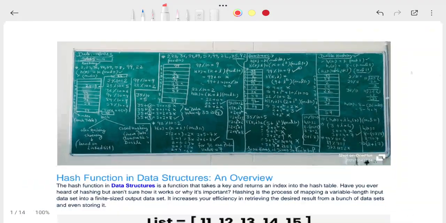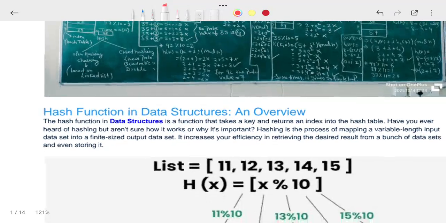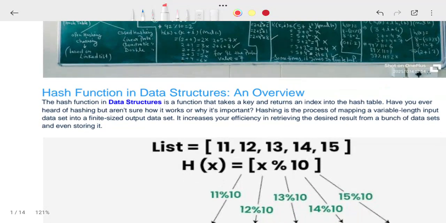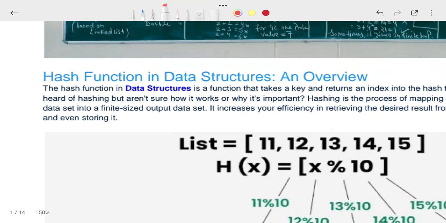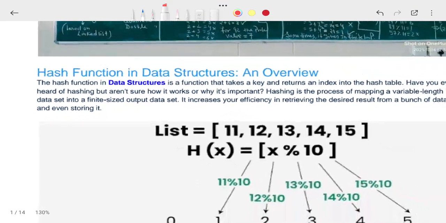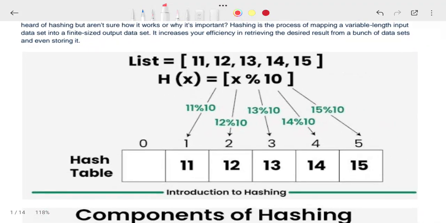Okay, we will solve some GATE problems. So, hash function. This is very important in cryptography. Now, what is the hash function? We will explain. Suppose you have a list. We will discuss it according to Python. Suppose you have a list, and in your list there is data 11, 12, 13, 14, 15.